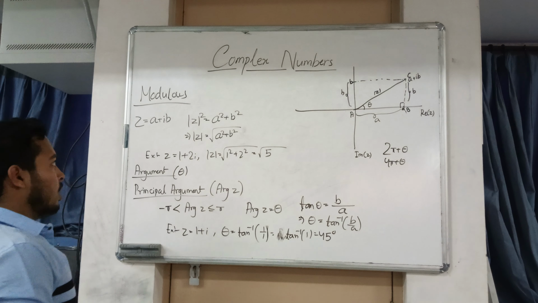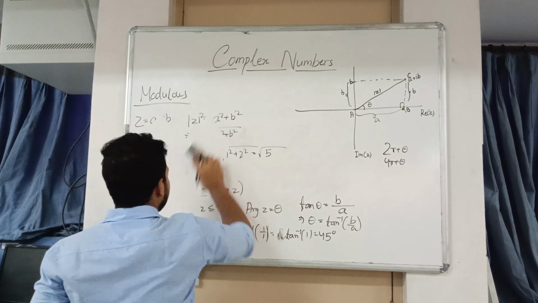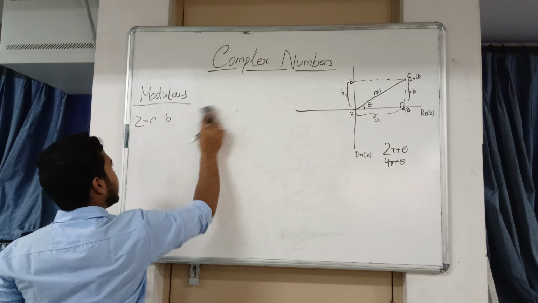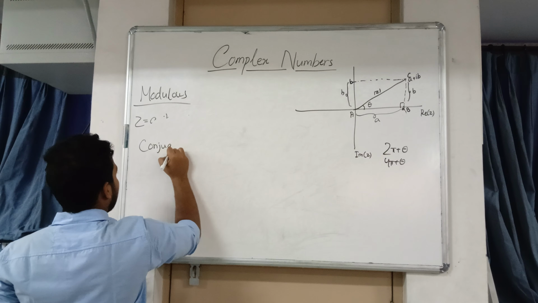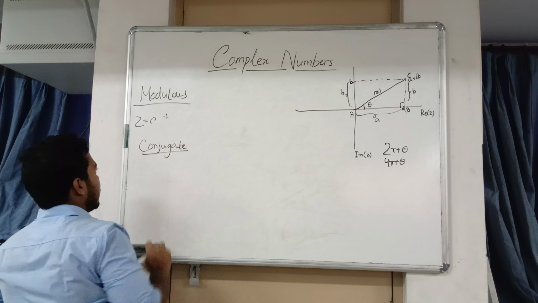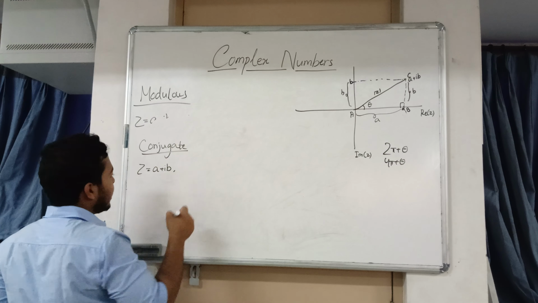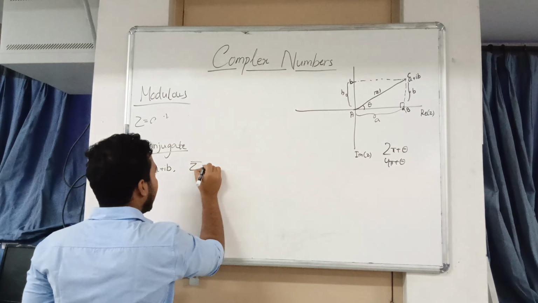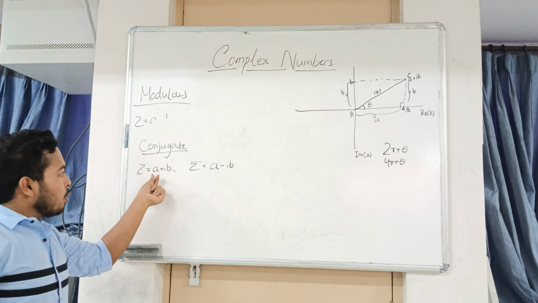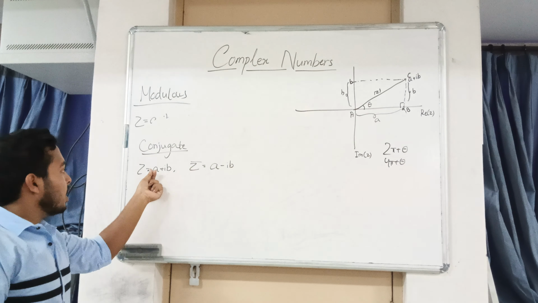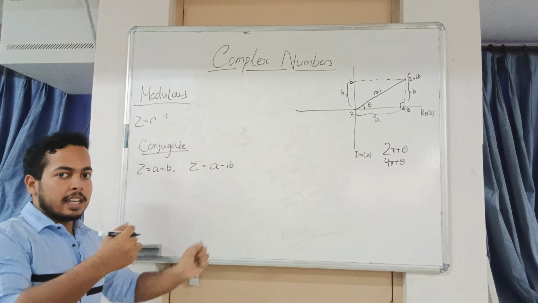Okay. Now let's move on to the topic conjugate of a complex number. The conjugate of a complex number z equal to a plus ib is denoted as z bar and is defined as a minus ib. Now as you can see here, while finding the conjugate of a complex number, the real part remains the same but the sign of the imaginary part gets changed.